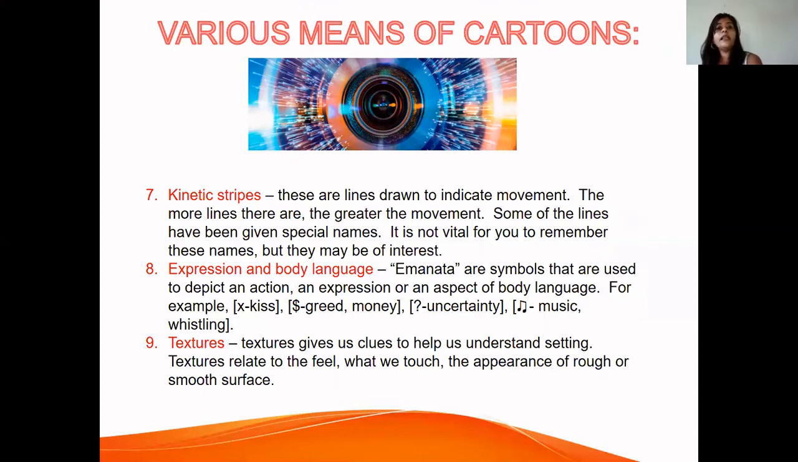Expression and body language, also known as emanata, are symbols that are used to depict an action, an expression, or an aspect of body language. For example, the X symbolizes a kiss, the dollar sign greed or money, the question mark uncertainty, and the music symbol music. Your textures. Textures give us clues to help us understand the setting. Textures relate to the feeling, what we touch, the appearance of a rough or smooth surface.